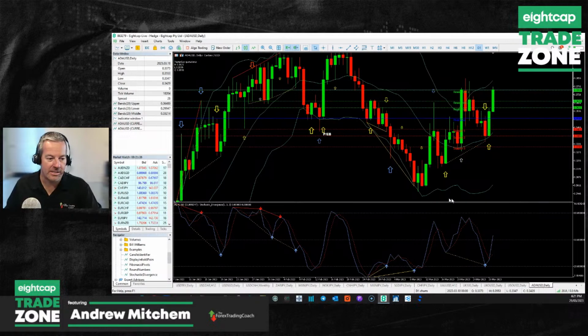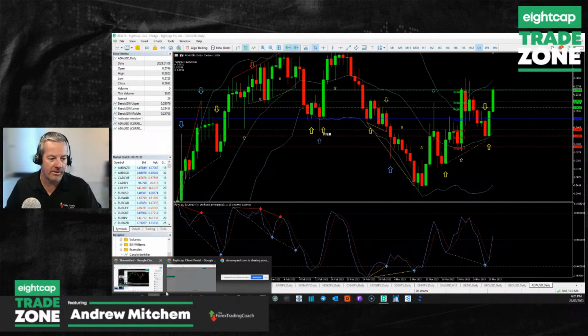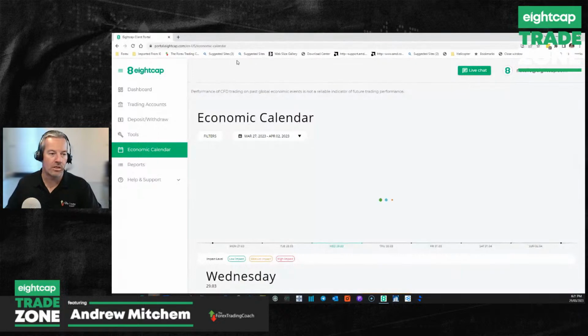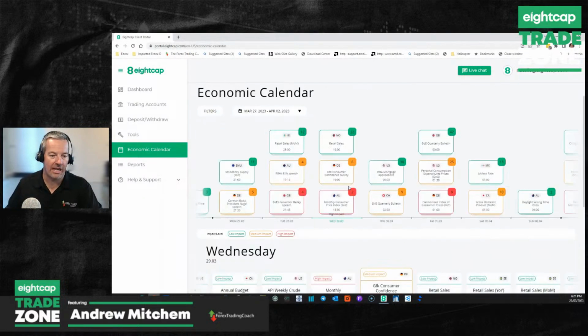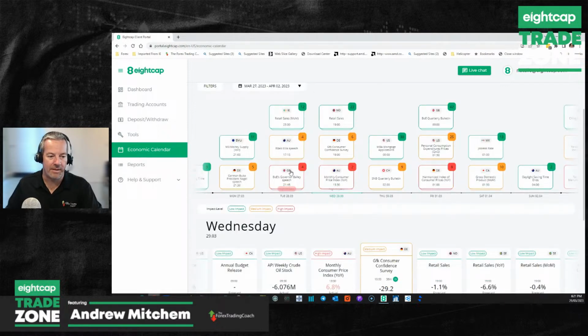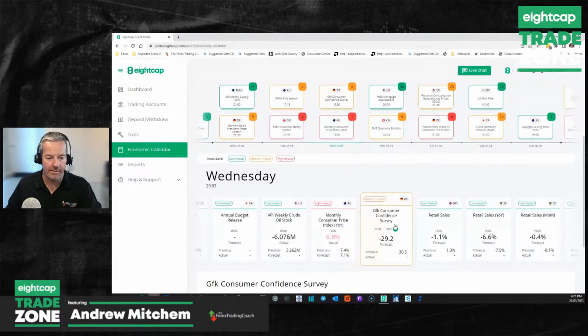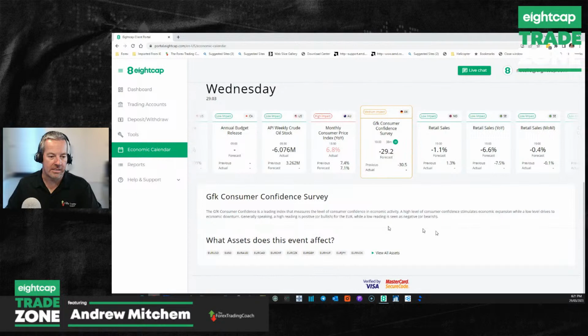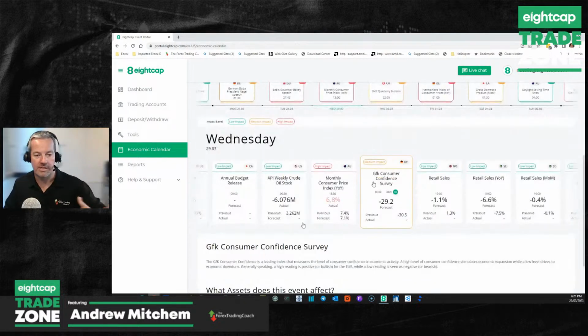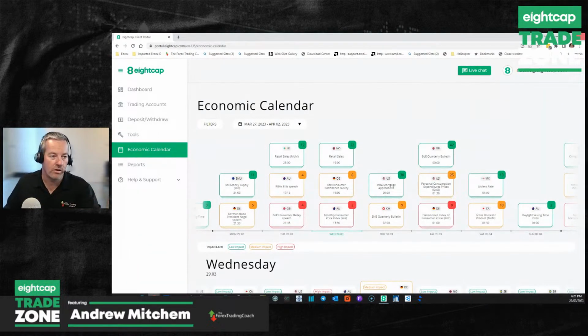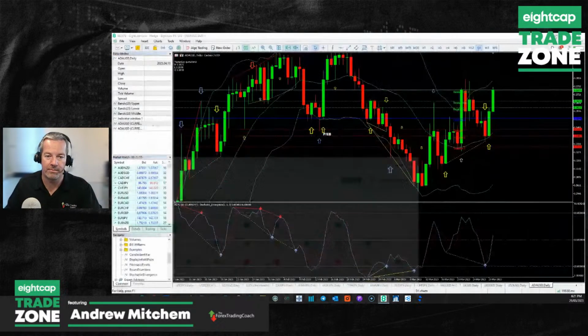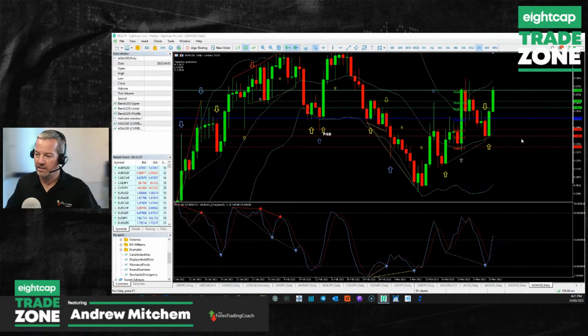A couple of things just to let you know about the Eightcap calendar. Make sure you use this. It's a fantastic calendar. It pops up with all the relevant information that you need day by day, and for each upcoming event you can find out all about it by clicking on here. You can see previous examples too. If you click on them, you can see what last month was, or last quarter, or last year, depending on what the event is. So make sure you use that facility. It's a great piece of software, and it's great that Eightcap provide that as well.